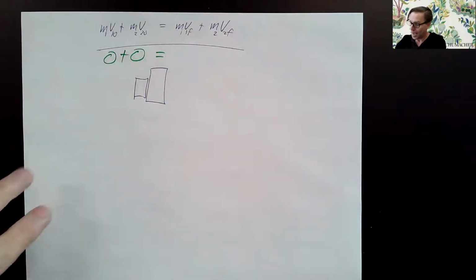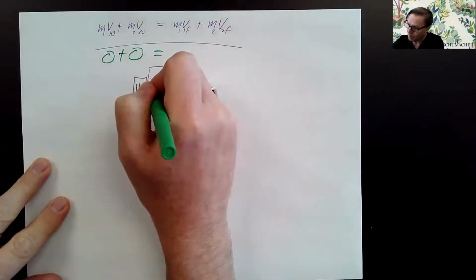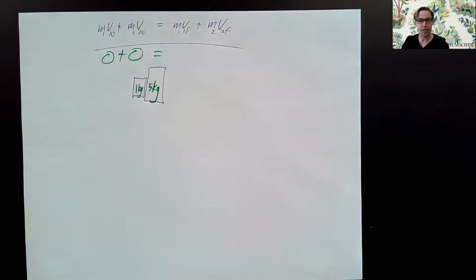So let's say I've got a 1 kilogram object and a 5 kilogram object. Does the 1 kilogram object push the 5 kilogram object to the right? Yes. Does the 5 kilogram object push the 1 kilogram object to the left? Yes. Do they push with the same number of newtons of force? Yes, they have to because of Newton's third law.